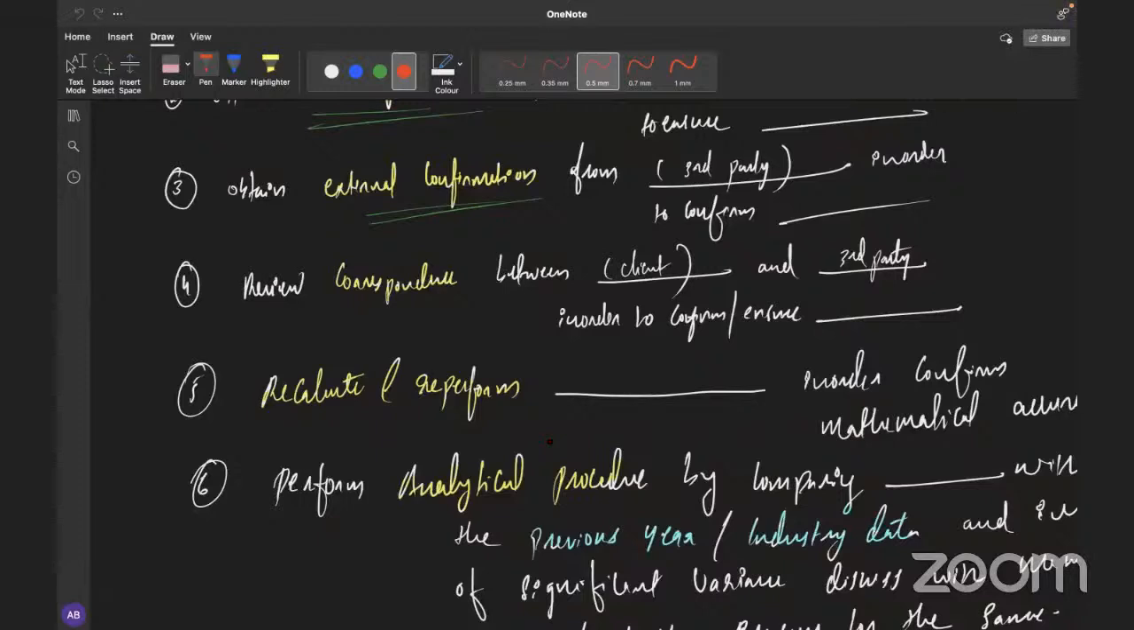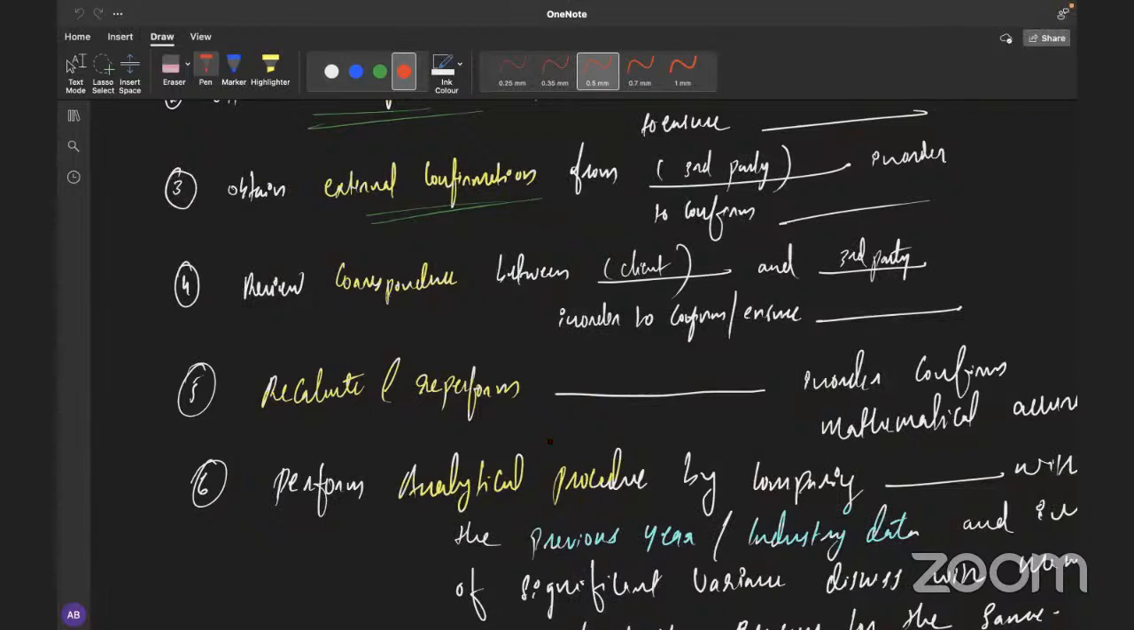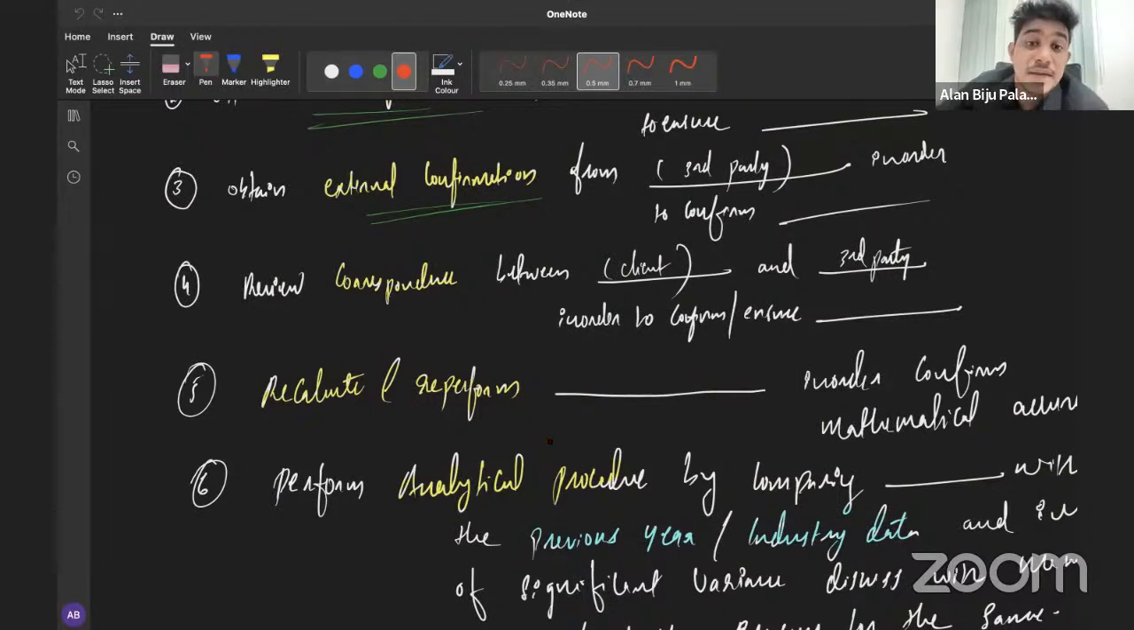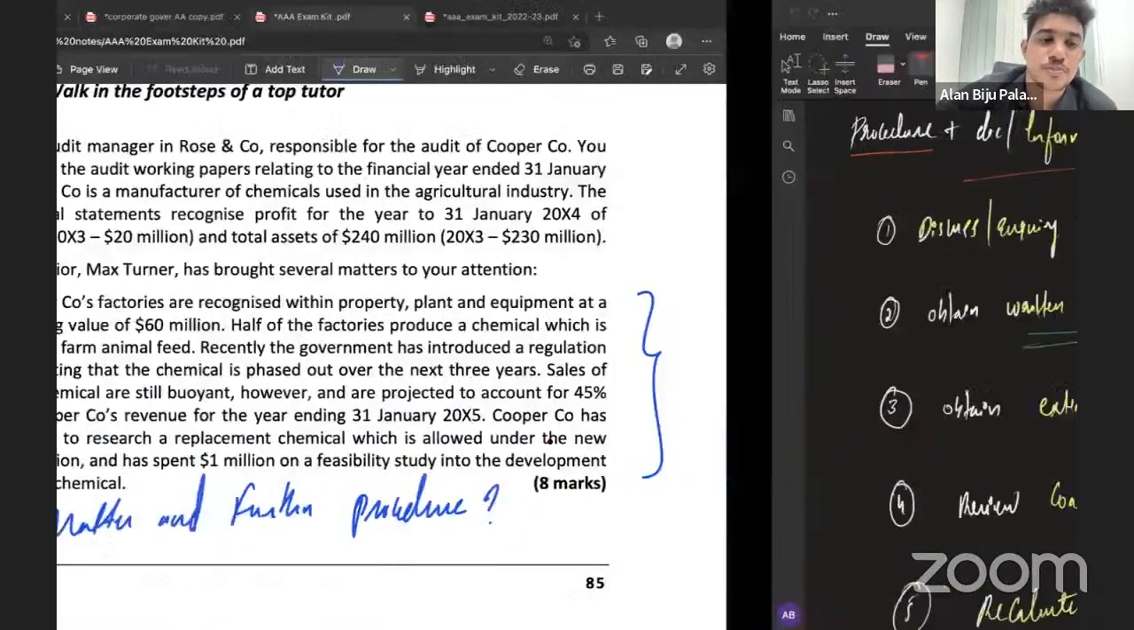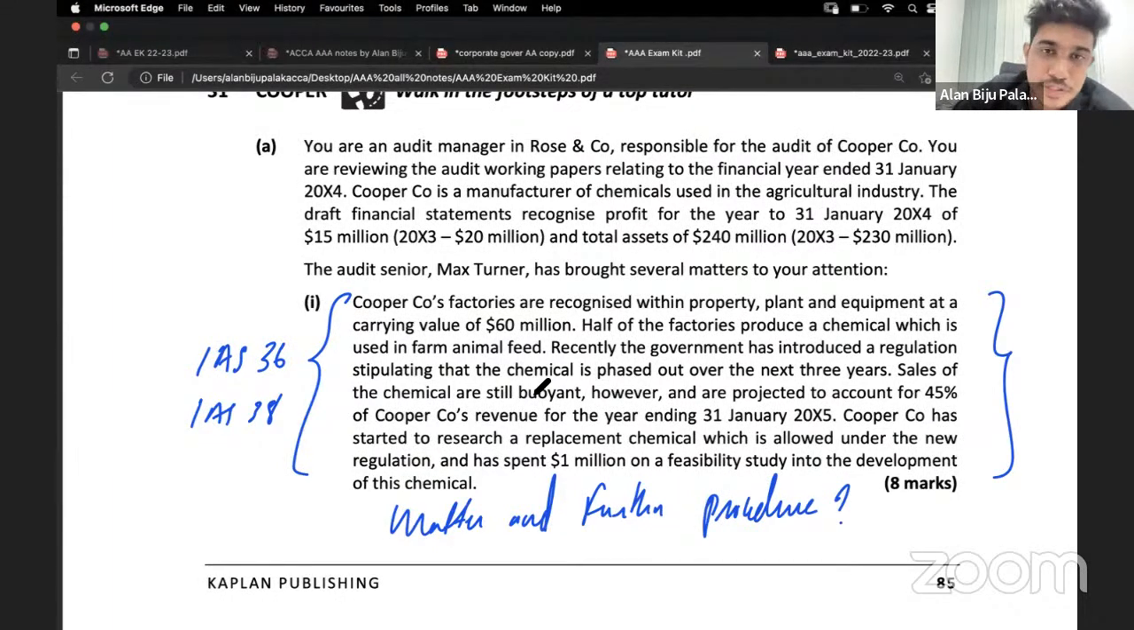You can recalculate the impairment, but impairment is not specified there. So in that case, the feasibility study. You can recalculate the amount spent on the feasibility study in order to confirm whether the amount is mathematically accurate, right? So you can use the same point in relation to both the feasibility study as well as the company's impairment. So this is what you need to do in case you are getting a question on matters to be considered and further procedures.